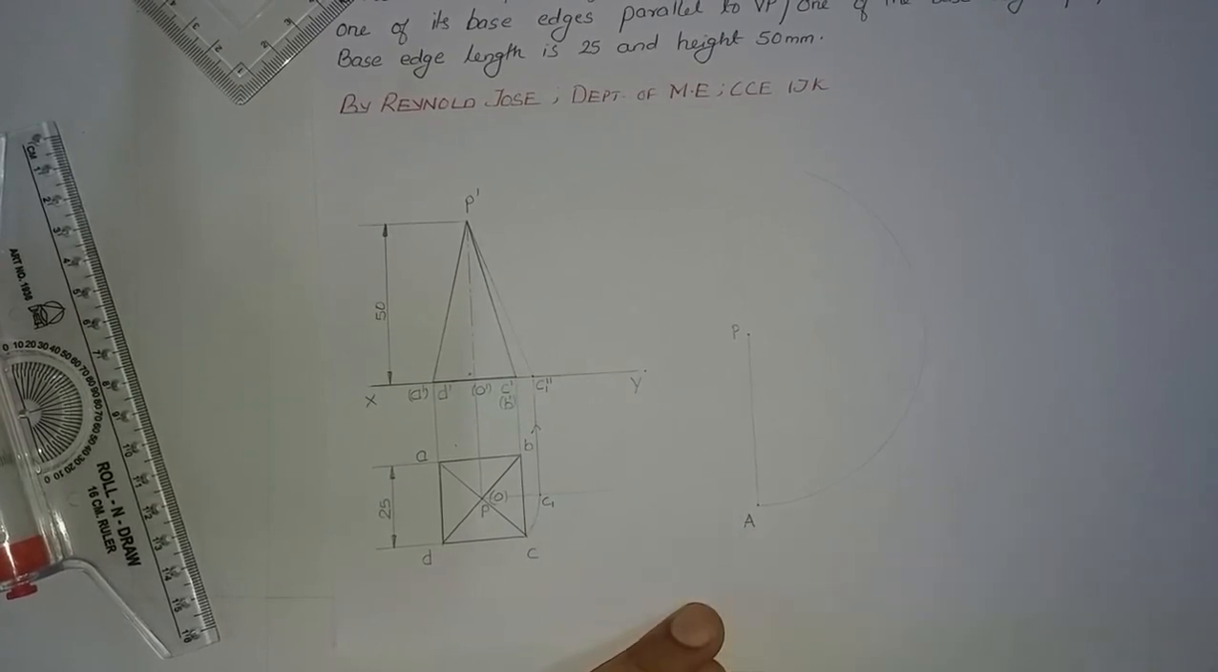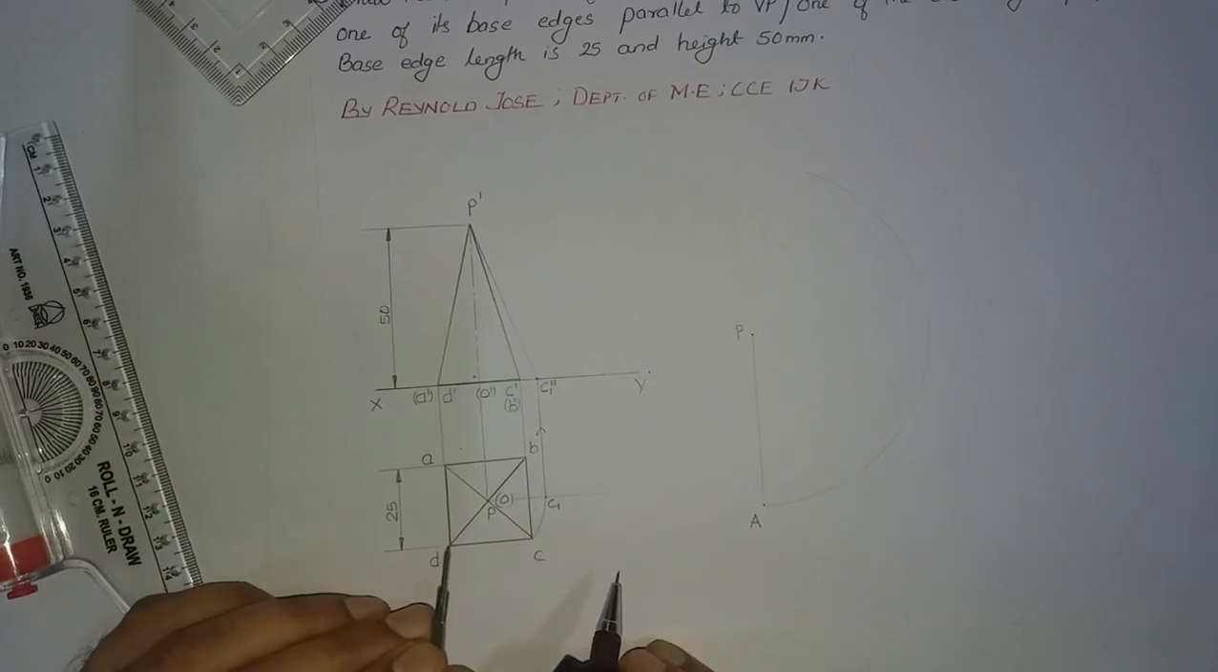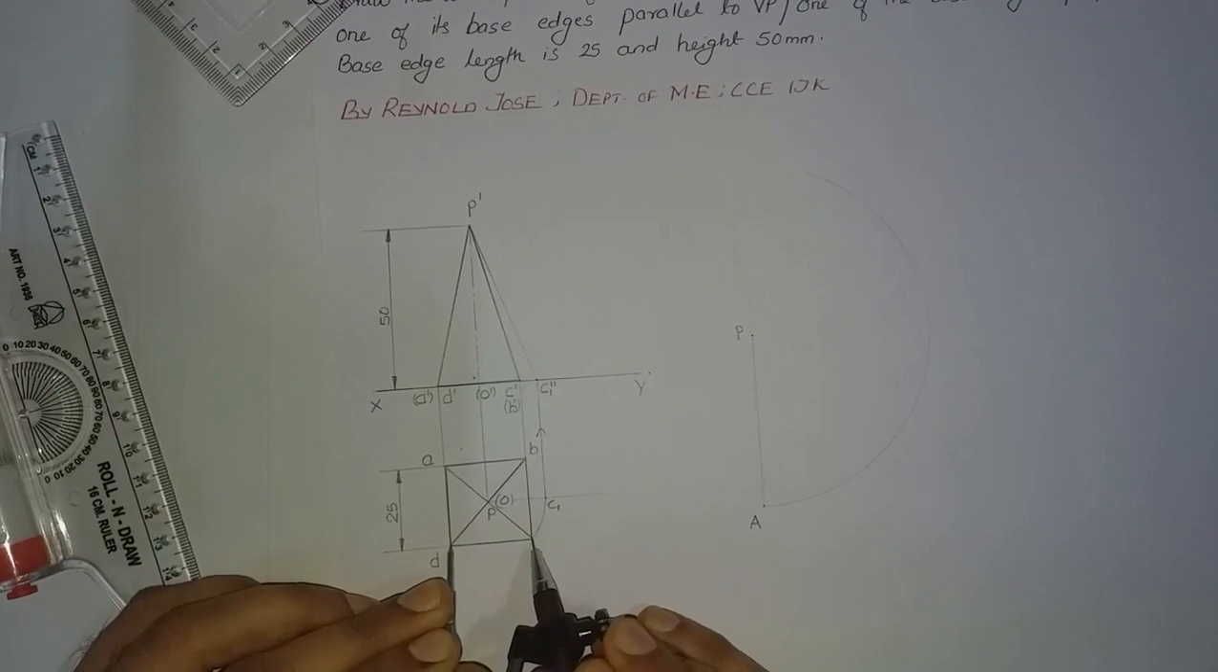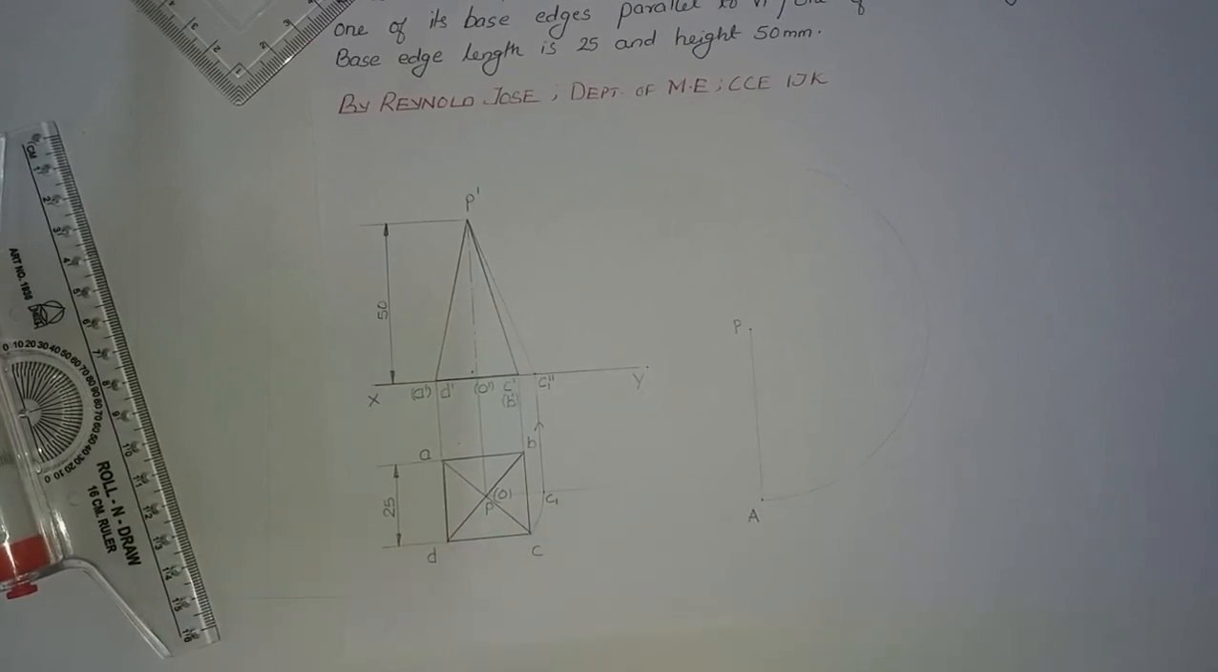So you have to write it as capital letters because all the naming in the development we will be doing with capital letters. Now let us take the base edge length. So base edge length is 25. Let us measure it. Let us take it in compass. So this is a square pyramid. It is having 4 base edges. So each of them is 25 each.